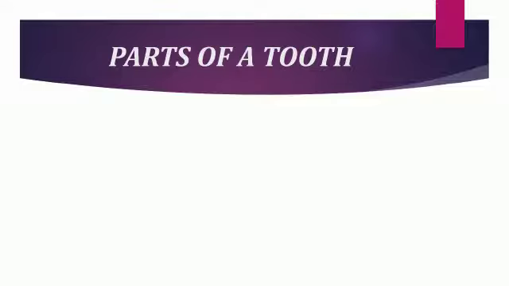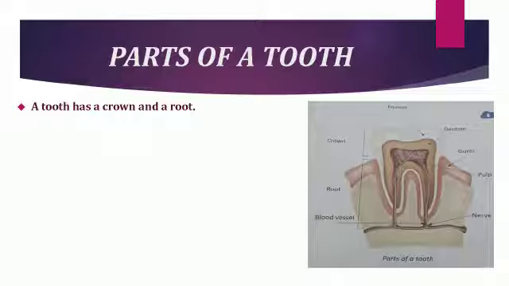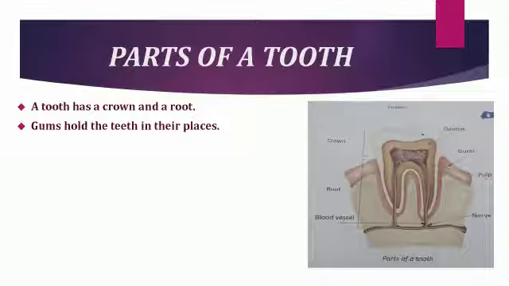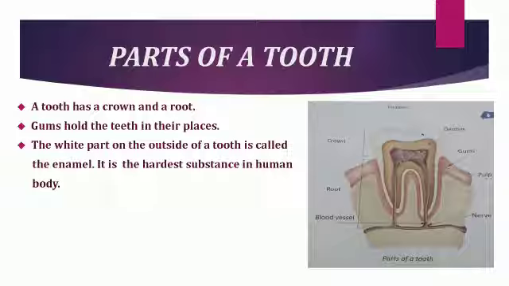Now, parts of the tooth. See, children, this diagram is a part of a tooth. A tooth has a crown and a root. Gums hold the teeth in their places. The white part on the outside of a tooth is called the enamel. It is the hardest substance in human body.